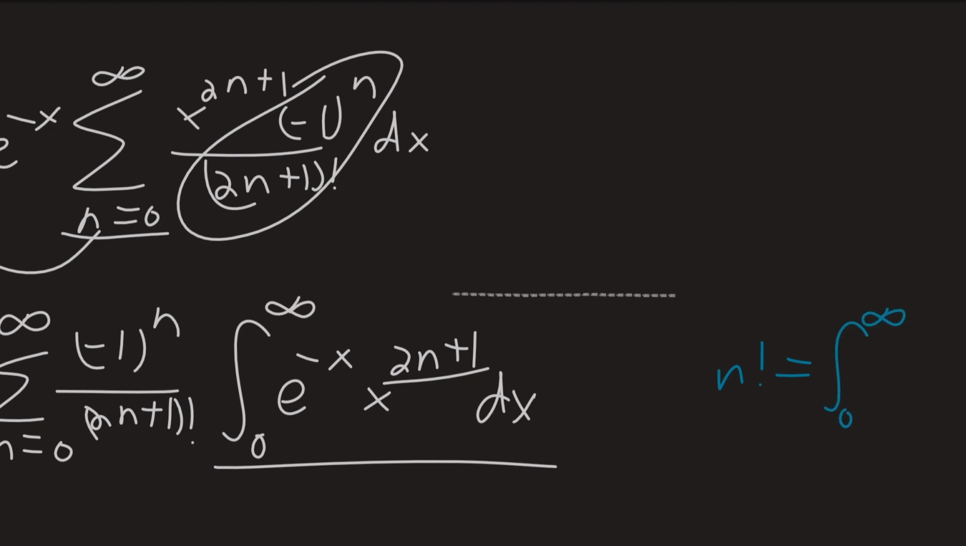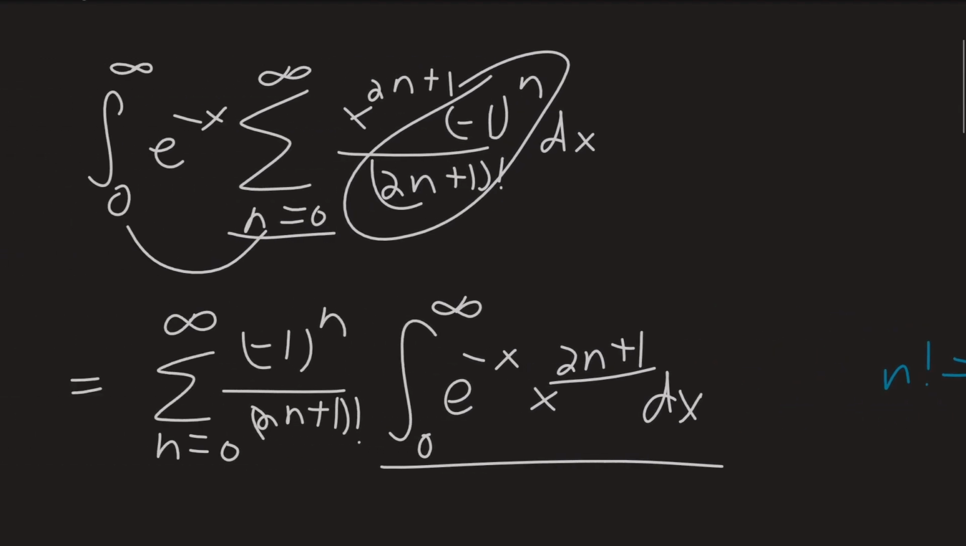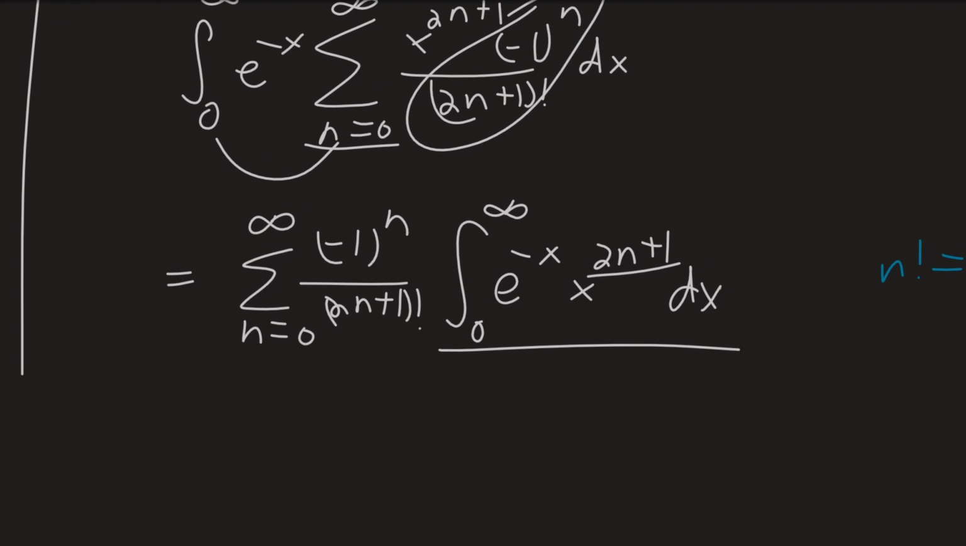N factorial is just the integral from 0 to infinity of e to the minus x times x to the n dx. So this right here is really just, by this definition of the factorial, 2n plus 1 factorial. And now this is kind of the moment where you see something fishy, if you will, is happening.